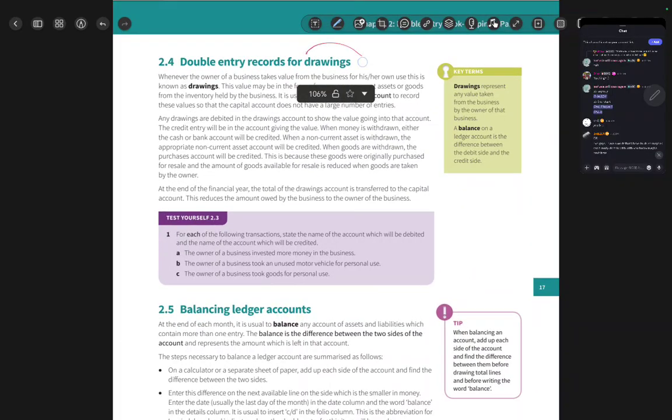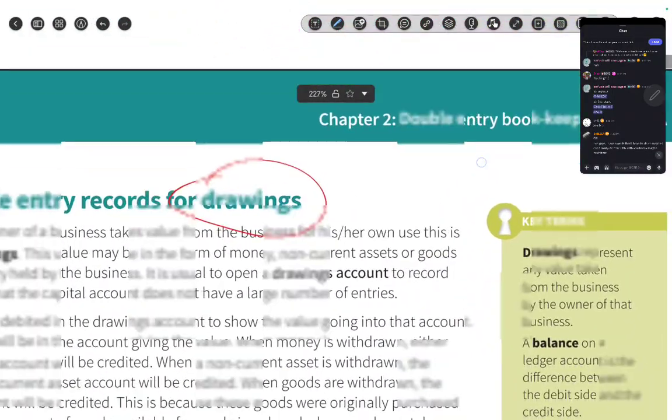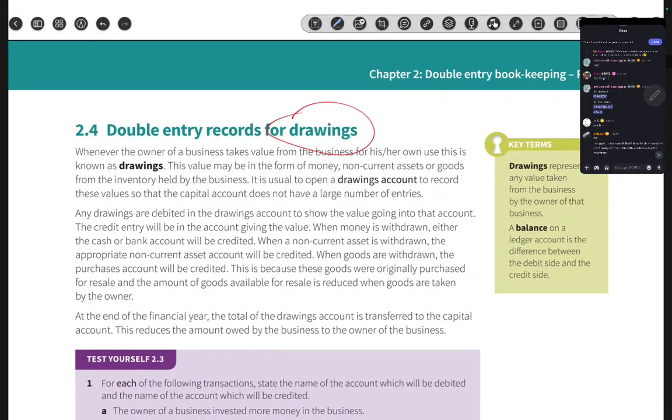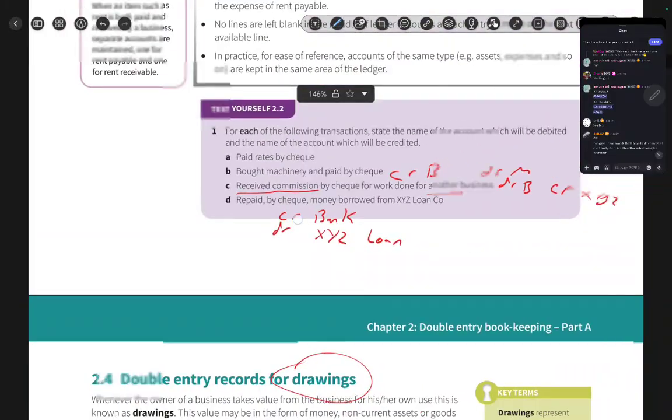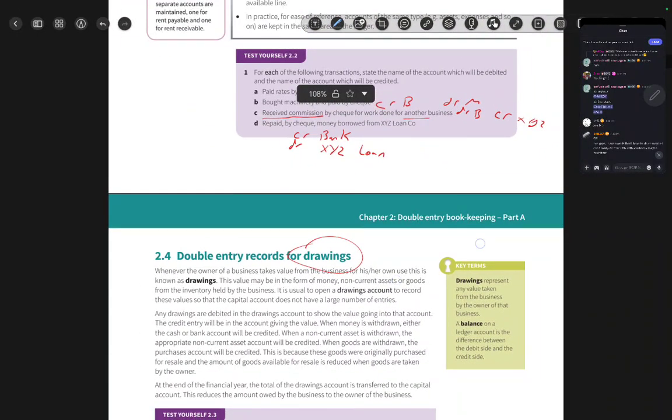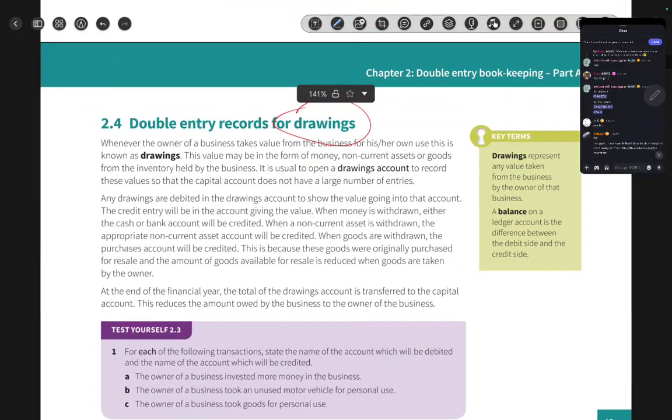Double entry for drawings. What's drawings? It's a new term, but it's very simple. Let's just say you are a businessman and you have a supermarket. Now you go home and your mom asks you that she wants milk from the supermarket. So you go like, okay, I have a supermarket, I'll just go get my own milk and I'll bring it home. So you take that from your supermarket and you take it home. Do you pay yourself? You don't really pay yourself because it's your shop, right? You just take it and you go home, but you record this somewhere, and this is called drawings. You record this in your drawings account.